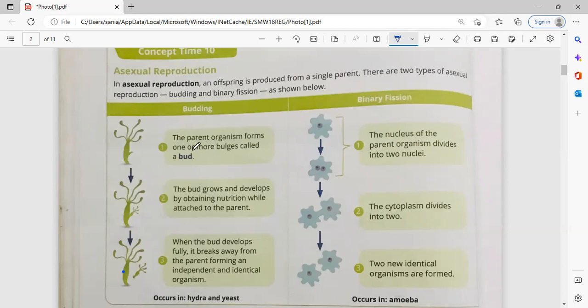Ma'am, which one occurs in human beings, or neither of them occurs? Human beings have sexual reproduction, not asexual. Oh, wait, sorry. Yeah, you can continue. Okay, after that.